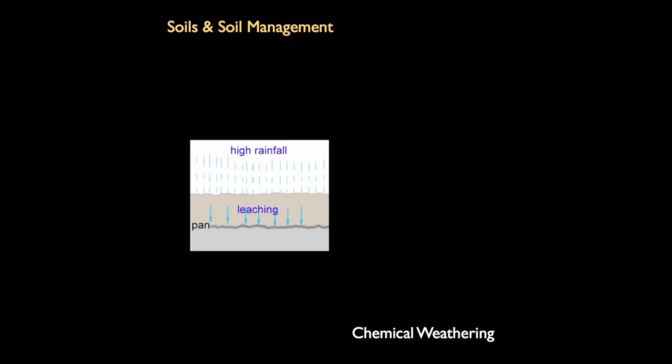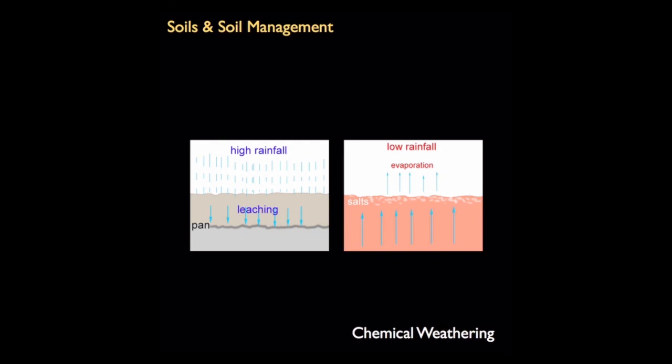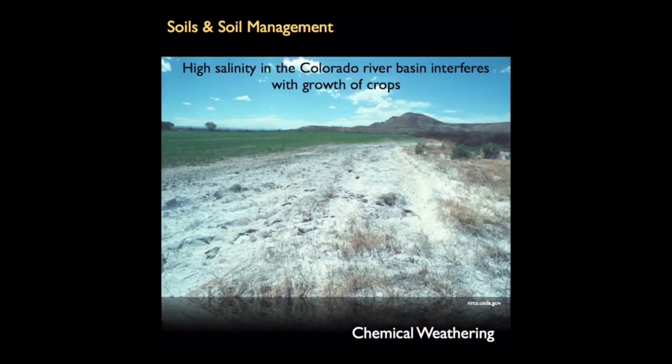In low rainfall areas, minerals can get drawn to the soil surface as water is pulled from the lower levels by evapotranspiration. Now this leads to salt accumulation, and such salt accumulation may eventually prevent crops from being grown in this area.